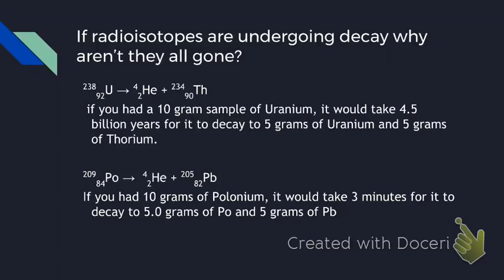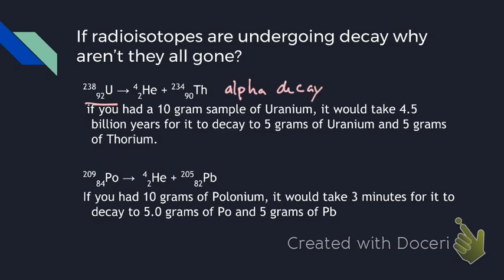All right, today we go over half-lives. And so the first question is, if radioisotopes are undergoing decay, why aren't they all gone? What I want you to get from this slide is that decay happens at different rates. Here we have the decay of uranium. This is alpha decay, right? Because it's losing an alpha particle.